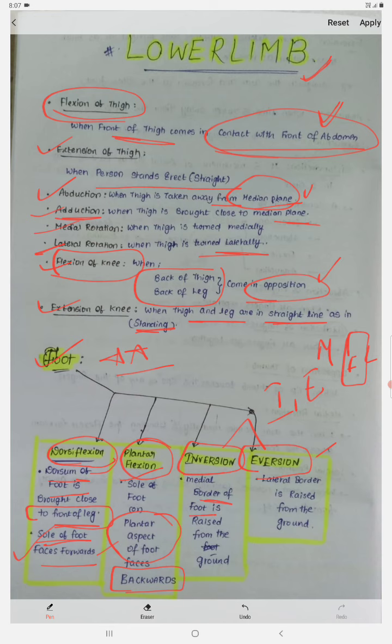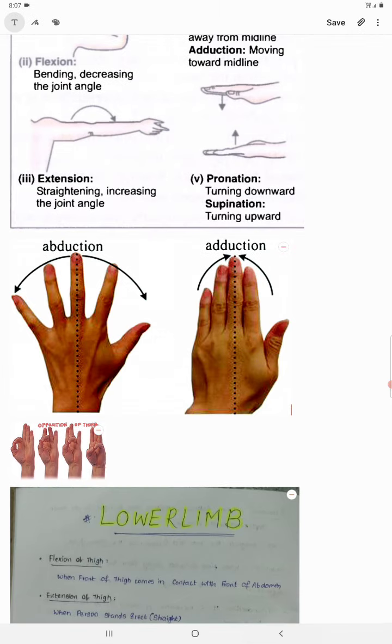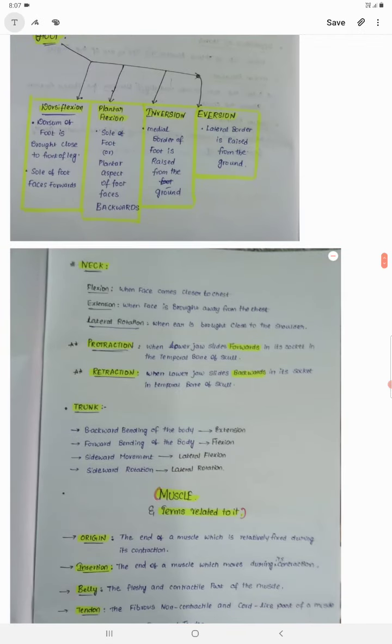And coming to the other two movements, inversion and eversion. Inversion means the medial border, not middle, medial border, which is nearby the midline of the body. So the medial border of the foot is raised from the ground, and eversion means the lateral border is raised from the ground. These are the main differences and movements of the foot. We can see them in diagrams in the coming slides.